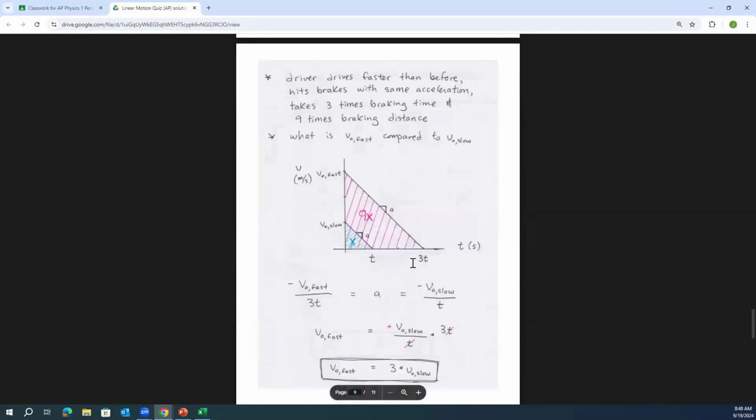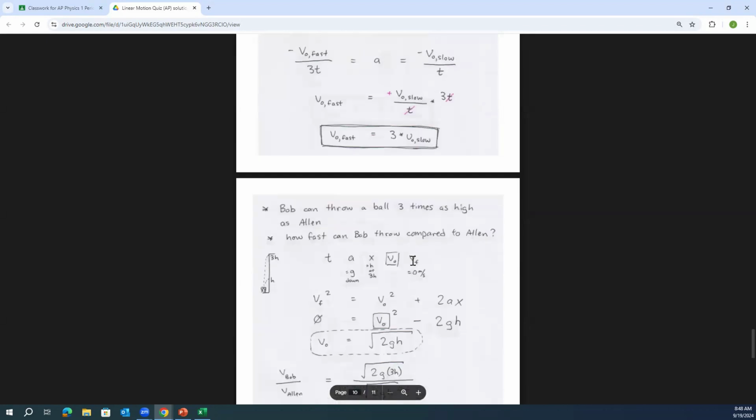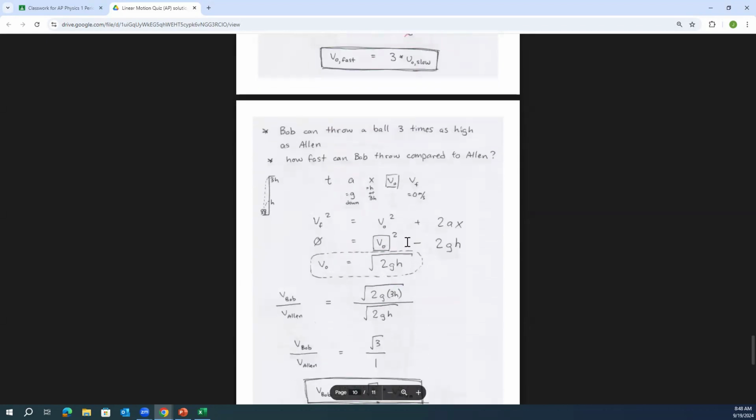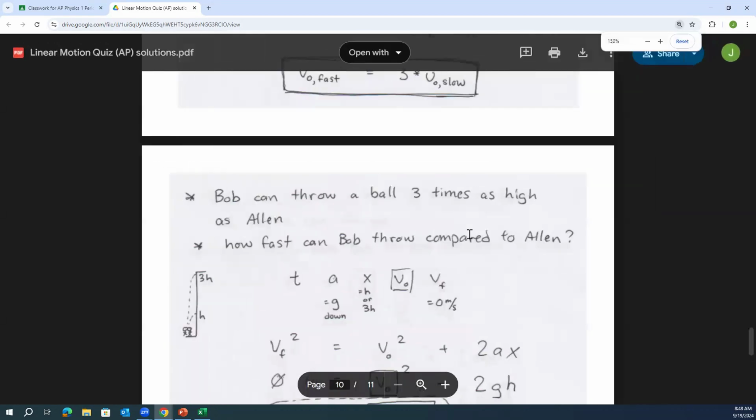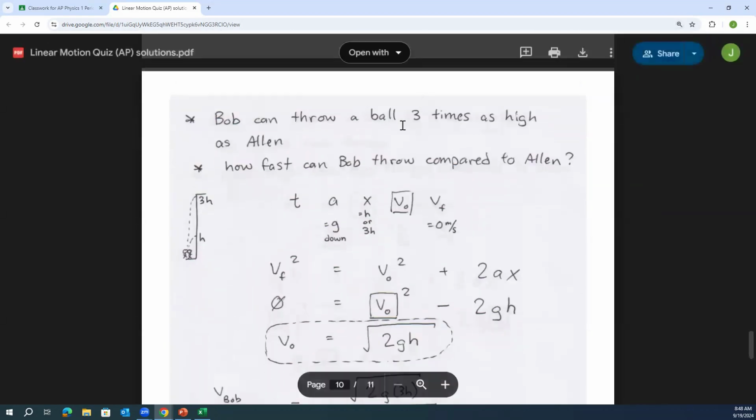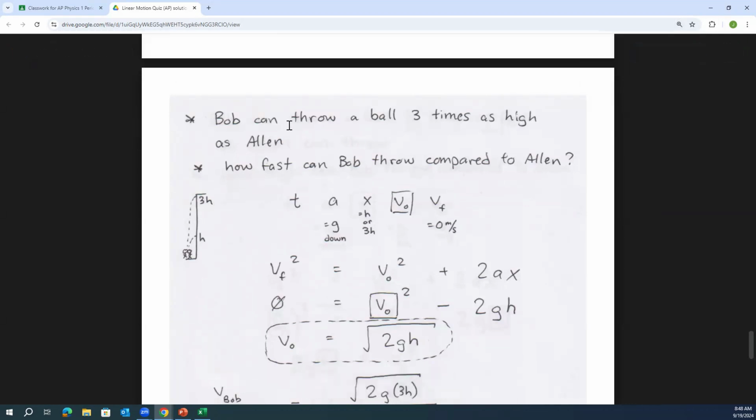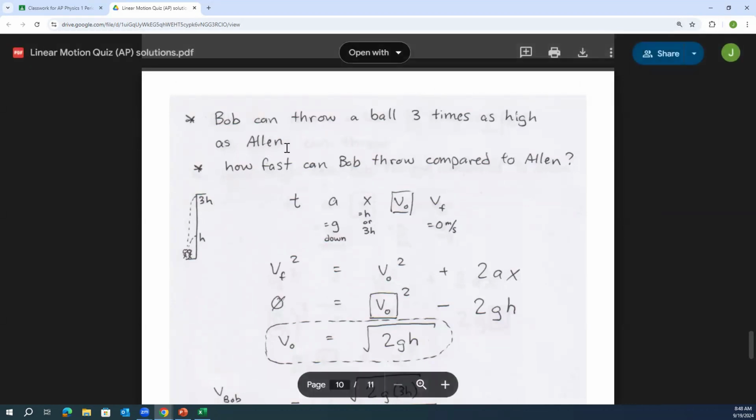Some of these I solve with graphs because you can solve it faster with graphs. I want to do at least a couple examples with you guys. Let me zoom in a little bit here. So many guys get this question. I think this was either the last question or one of the very last questions on the quiz. Bob can throw a ball 3 times as high as Alan.